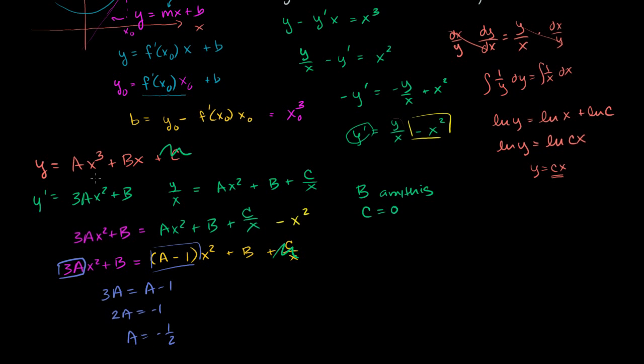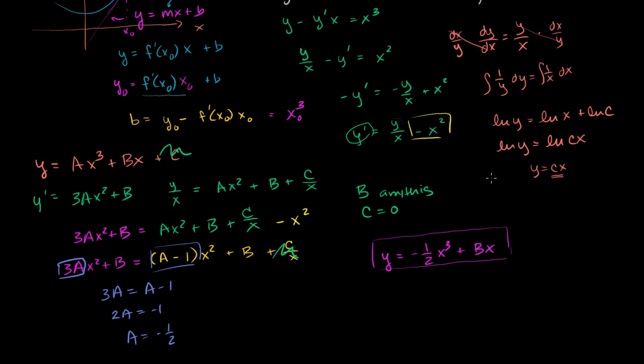We were able to figure out a, b, and c so that this function does satisfy our little differential equation. And our value we got is y is equal to negative 1/2 x to the third. That's our value for a, plus b could be anything, plus bx. So this is our value for f of x.